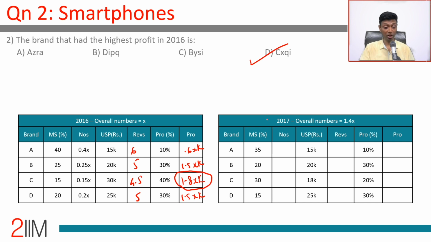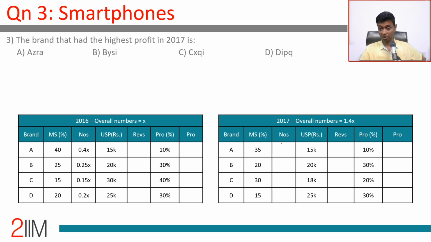40% profitability is a sizable number. That's a lot. So it helps to track that. So we pretty much fill this and this. We've answered two questions, but in that process, we filled out two columns for 2016. Highest profit in 2017. So we're going to find this, then this, then this. Fine.